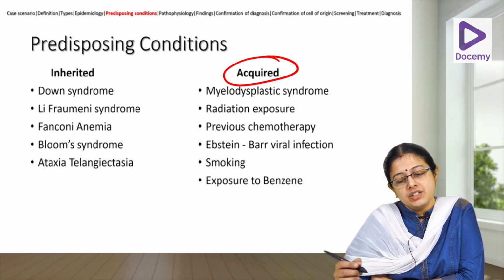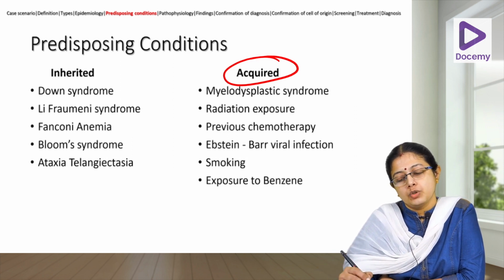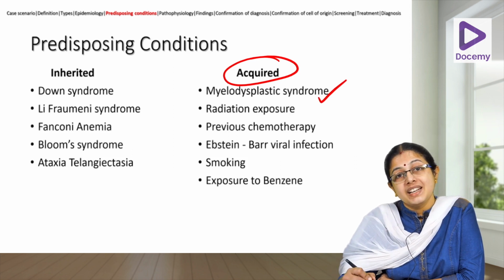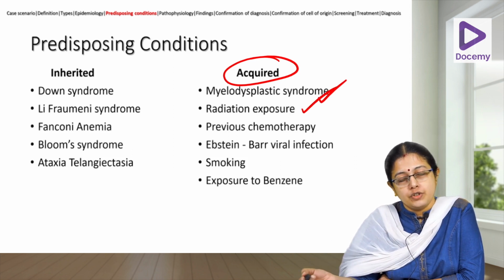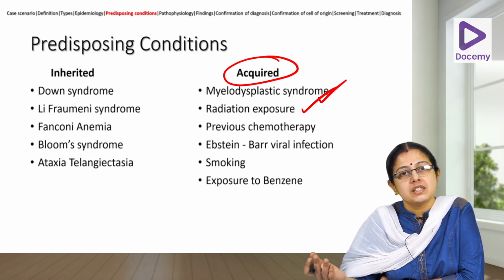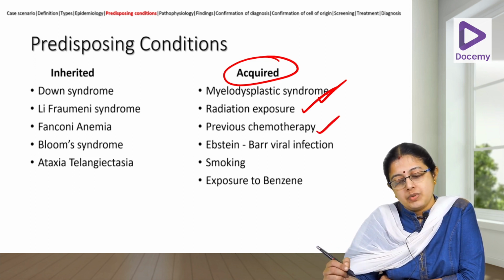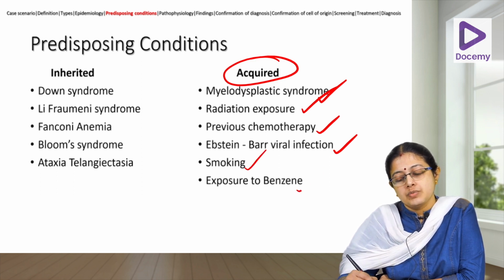The acquired conditions which could predispose the patient to develop leukemia would be myelodysplastic syndrome, radiation exposure, either for previous cancer or somebody who is working in a field where he or she is exposed to radiation, previous chemotherapy for some other cancer, Epstein-Barr viral infection, smoking, and exposure to benzene.